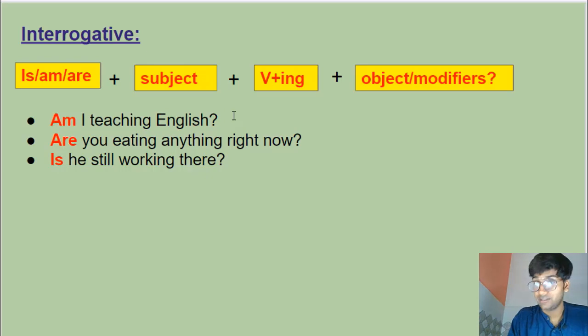Am I doing it? Yes, I am. Are you eating anything right now? This is a question. How would you answer? Yes, no, or yes, I am. No, I'm not. Is he still working there? Is he still working there? Yes, he is. No, he's not.